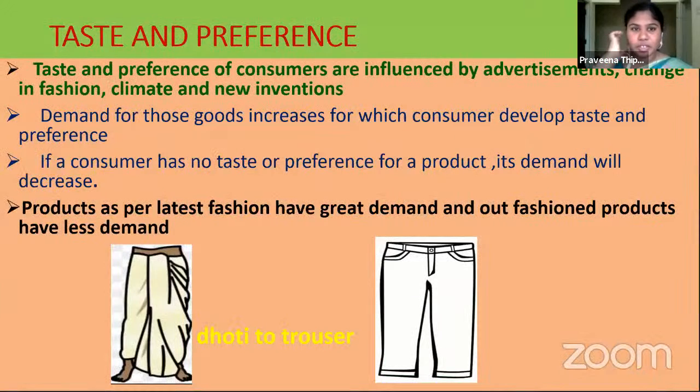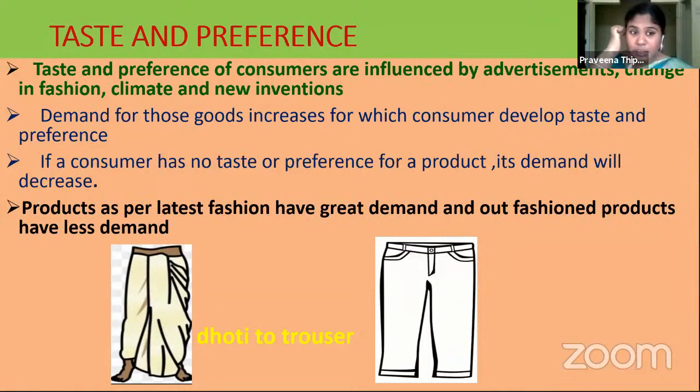Then another factor, children, is taste and preference. So this is also a very important factor which will influence the demand of a commodity. The taste and preference of the consumer will be influenced by advertisements, change in fashion, climate change, and new inventions. The consumers will develop a taste and preference for certain commodities, and then the demand for those commodities will increase.